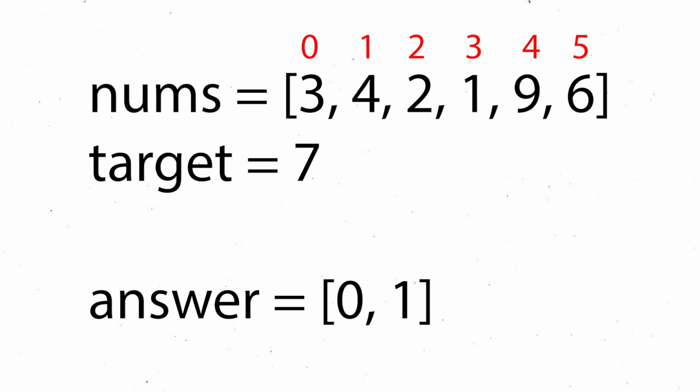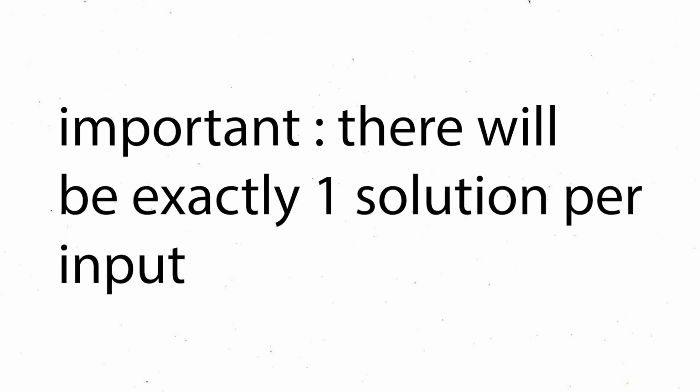Okay, so the only two values in this array that add up to 7, which is the target, are 3 and 4. 3 is at index 0, 4 is at index 1, so we would return those indices as our answer. By the way, we're going to be told that we can assume there's only one answer per input. So there's going to be exactly one answer for any input that we're given.